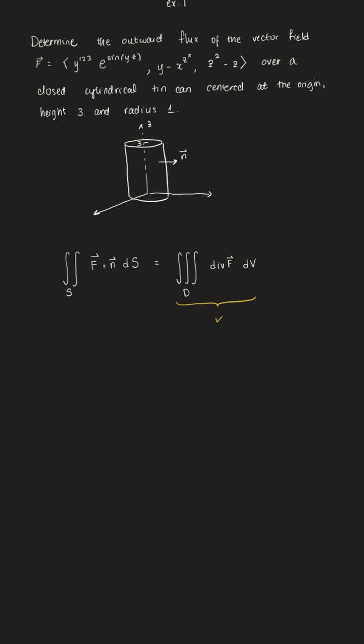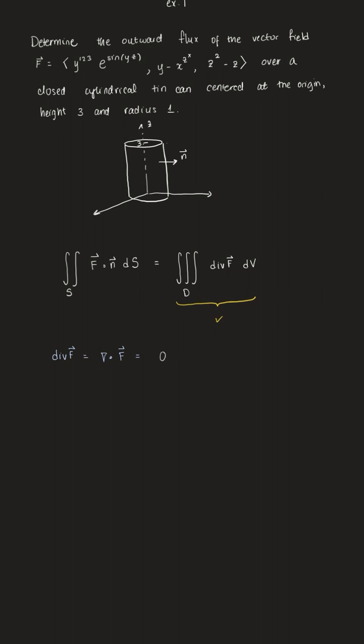So the first thing that we need to do is find the divergence of our vector field. The divergence can be calculated by doing the dot product of the del operator with our vector field, which means that we are taking partial derivatives of each component with respect to x, y, and z respectively.